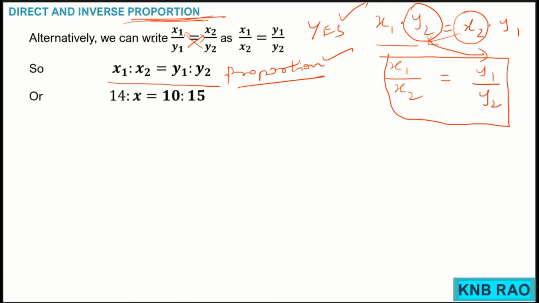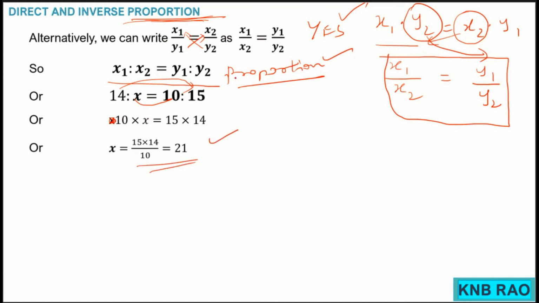Now we can do the same question. 14 is to x is 10 is to 15, and from this, the product of means equals the product of extremes. Here 10 into x equals 15 into 14. It implies x equals 15 into 14 by 10, which gives 21. We can conclude through this alternative method also that the height of the tree is 21 meters.